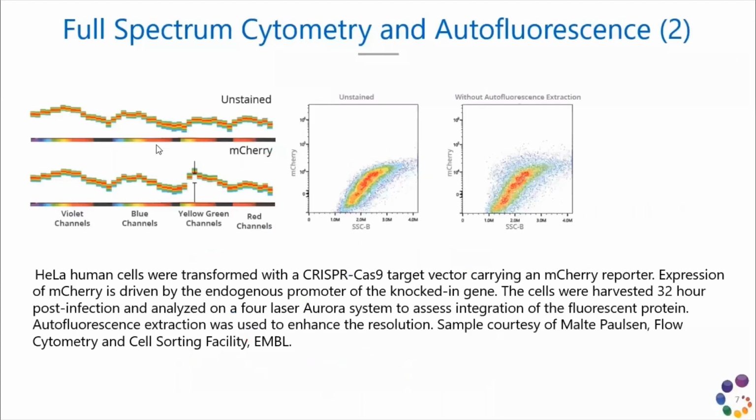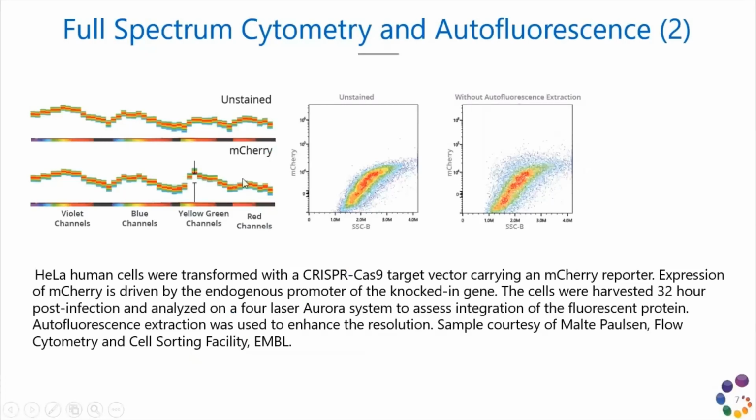For example, the sample of mCherry expressing HeLa cells shown here was provided by Malte Paulsen from the flow cytometry facility at EMBL. On the left, we are showing the unstained sample, and you can see it has quite a bit of autofluorescence here in the violet and in the blue arrays.